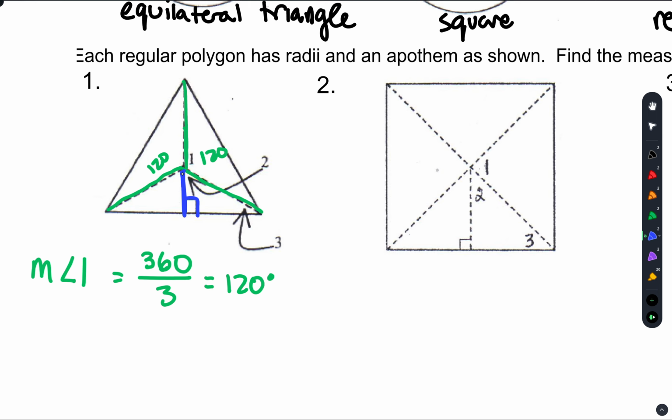Angle 2 is what's created when I draw in that apothem. Basically, when I draw in an apothem, I'm splitting that central angle exactly down the middle. So I'm going to take that angle, 120, and I'm going to divide it by 2 to tell me that this angle 2 is 60 degrees.